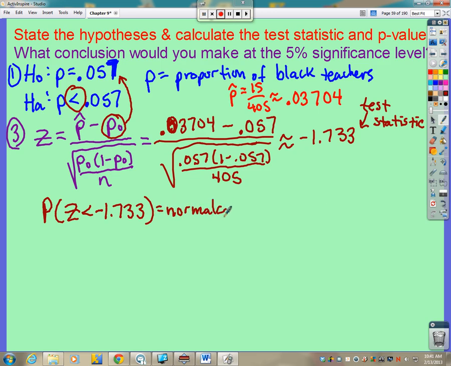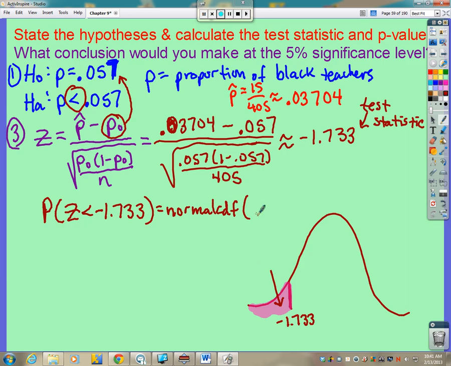And if we're using normal CDF, we're going to want to have a picture here. So let's draw a quick little picture of a normal curve. Negative 1.733, we're close to 2 standard deviations. We'll estimate that it's maybe right here. So here's negative 1.733, and we want to shade to the left, because that's less than. And so whatever the area of this shaded part is, that is our p-value.